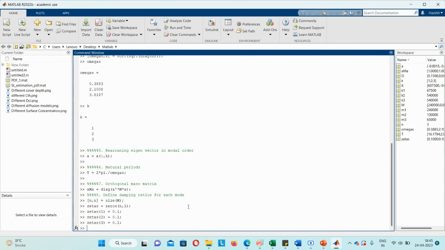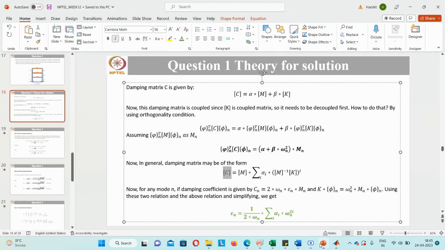Once we have defined the zeta matrix, what's the next step? We'll define the omega matrix. When n is equal to 1 and i is equal to 1, it will be omega squared, omega to the power 4, omega to the power 6, and one omega is outside, so it will become omega, omega cubed, and omega to the power 5. The first row will be omega 1 cubed, omega 1 to the power 5. The second row will have omega 2 cubed, omega 2 to the power 5, and the third row will have omega 3 cubed and omega 3 to the power 5.